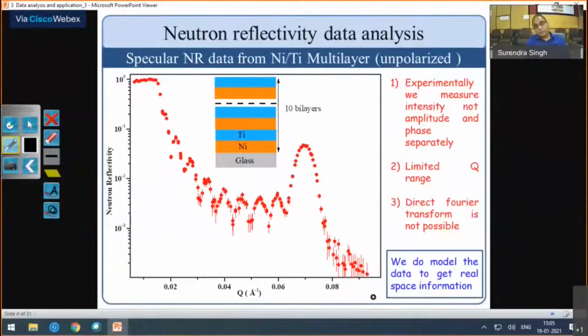So we don't have phase information, we don't have amplitude, we have just intensity. So what we do, we model the data. Modeling the data means we know how we have grown our multilayers. We know we have grown 10 bilayers, and for our thickness we give a guess value. So initially, in the modeling of data, we make an input file on which the reflectivity pattern depends.